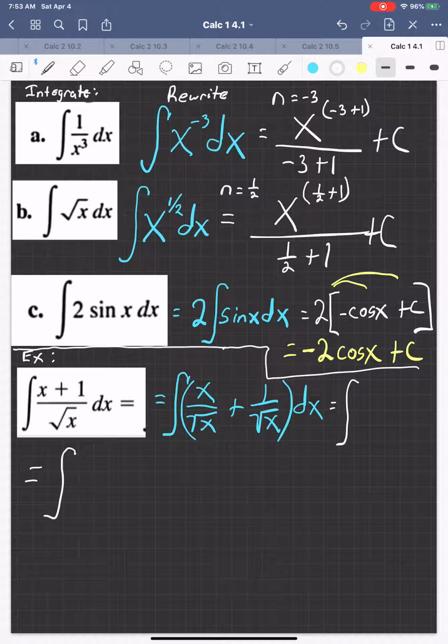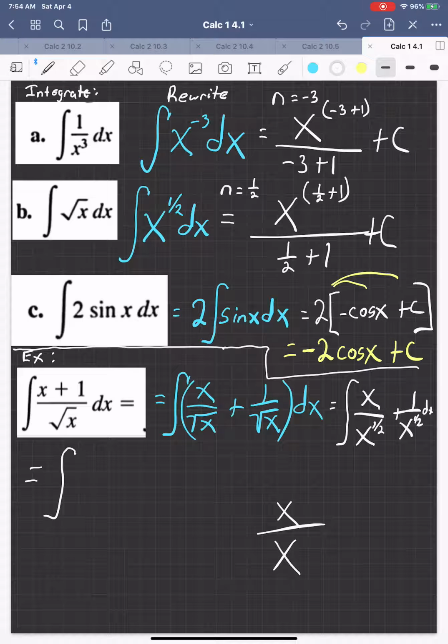So that is going to be x over, instead of having the square root of x, we could have x to the 1/2. And that's going to be plus 1 over x to the 1/2. Okay, well, what is x divided by x to the power of 1/2? Well, like bases, right? So we subtract exponents. So that is x to the power of 1 minus 1/2.